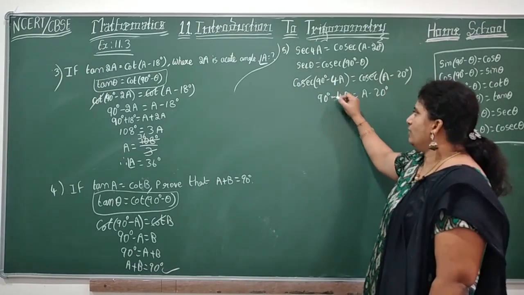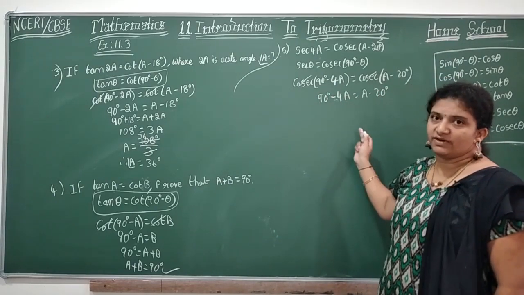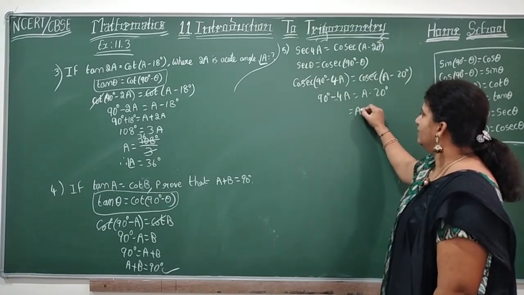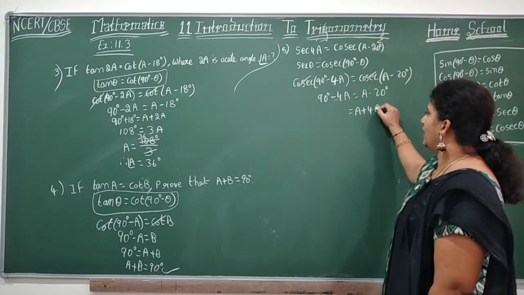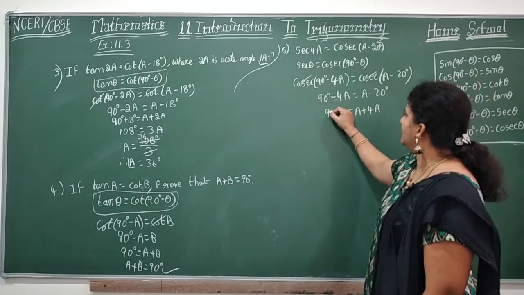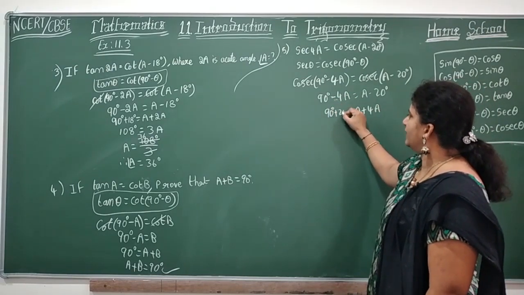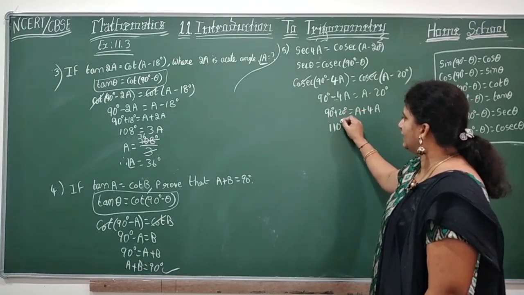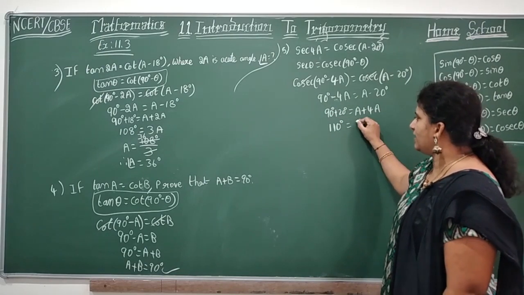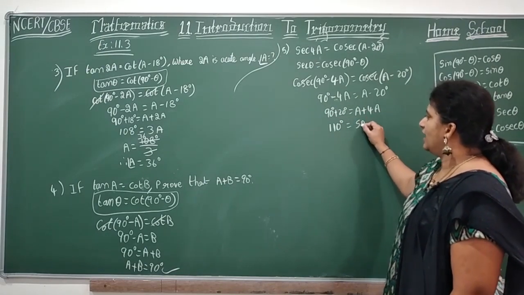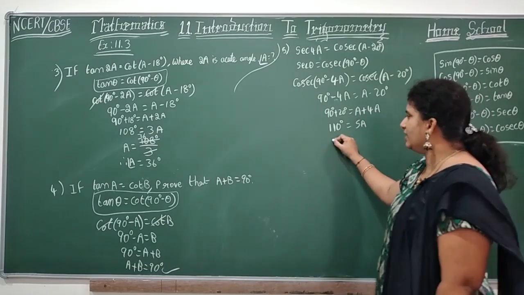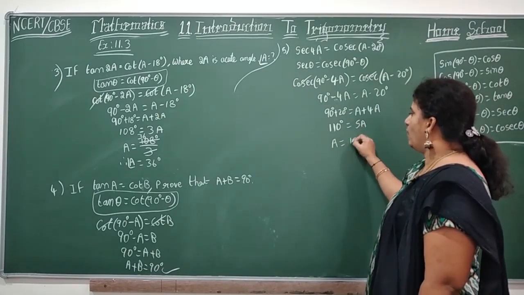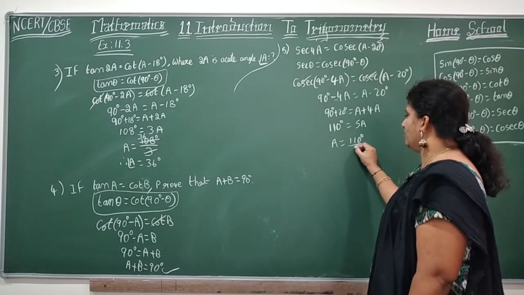Okay. So now send A terms one side and degree another side. Minus 4A bring this side. A plus 4A, and this will be 90 degree plus 20. 90 plus 20 will be 110 degree. A plus A will be 5A. Now this 5 send this side, children. A is equal to this 110 degree by 5.